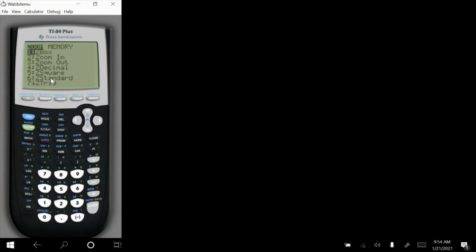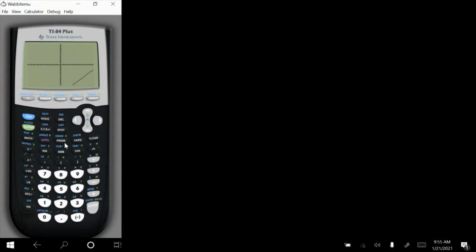If you look at option 6, it says ZStandard, short for zoom standard. You can scroll down to option 6 and press enter, or you can simply press the 6 key on the calculator. Either way you do it, the graphing calculator will redraw your equation, and it'll adjust the x min, x max, y min, y max, and the scaling according to these values.